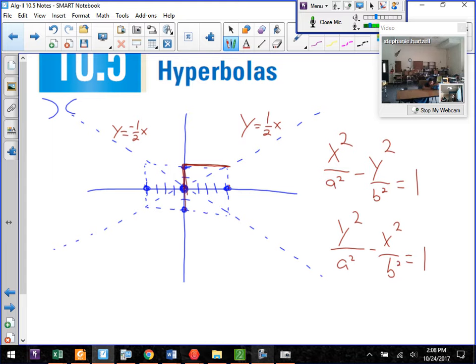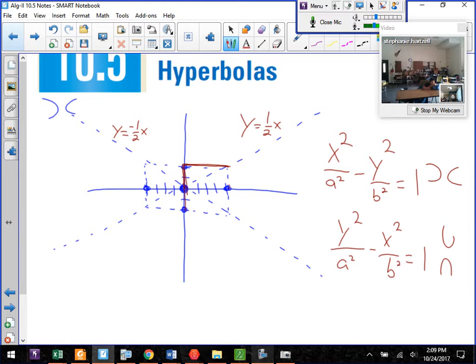When we deal with hyperbolas, the value of a squared doesn't matter. It's what comes first, x squared or y squared, which tells you which way you're opening. If x squared comes first, it goes left and right. If y squared goes first, it goes up and down. The a squared, b squared makes no difference. So this is for your left and right, and this is for your up and down.